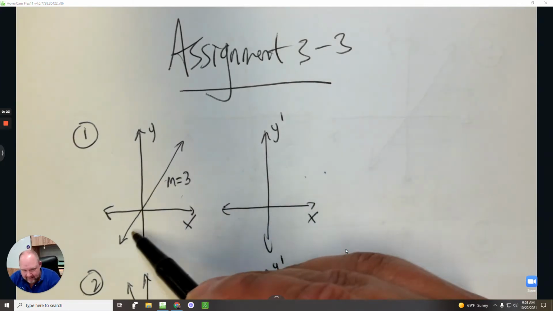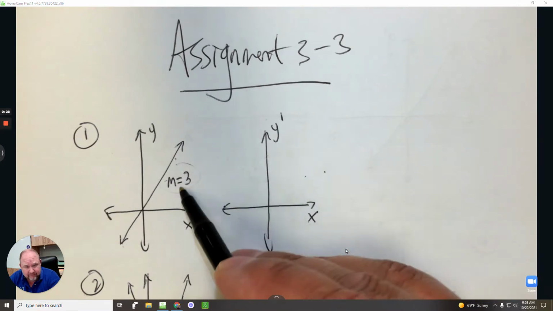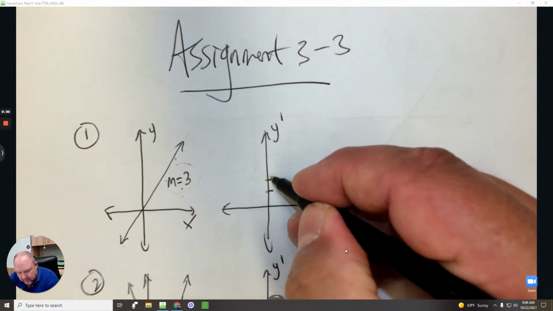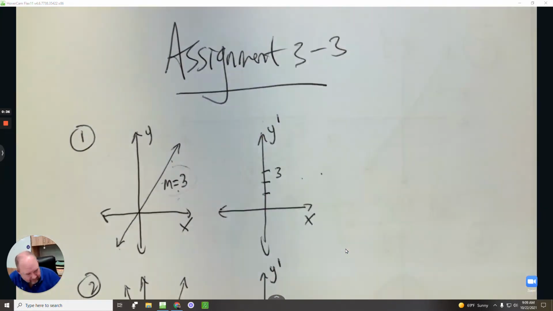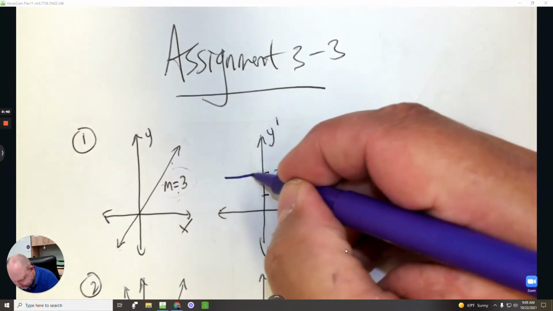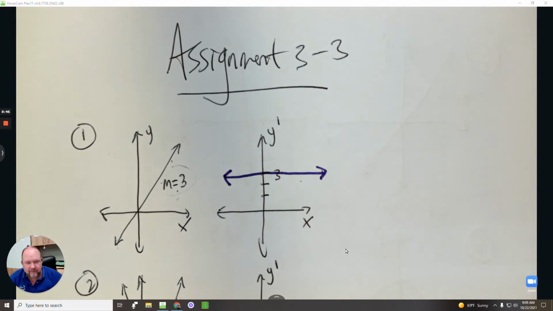So in number one, I have a slanted line. The slope is 3. Derivative means slope. So all you have to do is draw a line to show the slope is always 3. I'm going to do that in a different color. I'm going to pick purple. And there's the graph of the derivative.